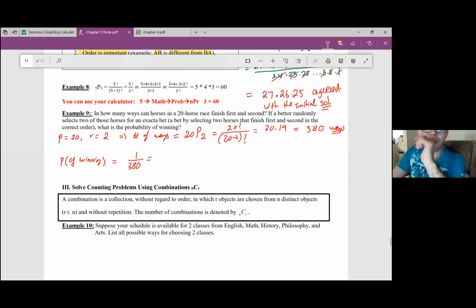So if I had a more specific question, could I use this formula? Like instead of saying how many ways can horses finish first and second, what if it said how many ways can horses finish third and fourth?